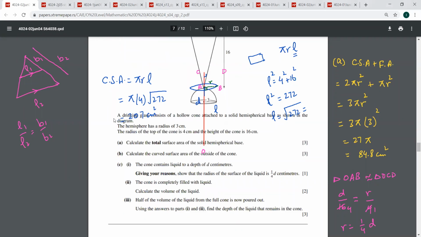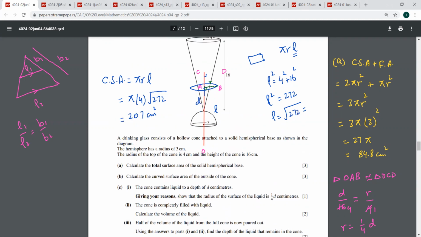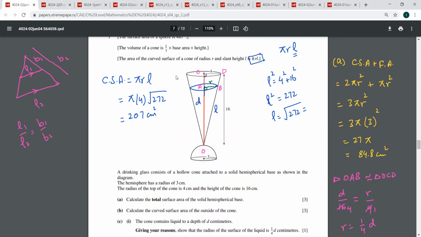Okay. So then he says the cone is completely filled with liquid. Calculate the volume of the liquid. Now it says the cone is completely filled with the liquid, so you only have to use the formula for the volume of a cone that is given to us. The volume is going to be 1 over 3 pi r square h. That is the volume of the cone. You can see it is written here, 1 over 3 base area.